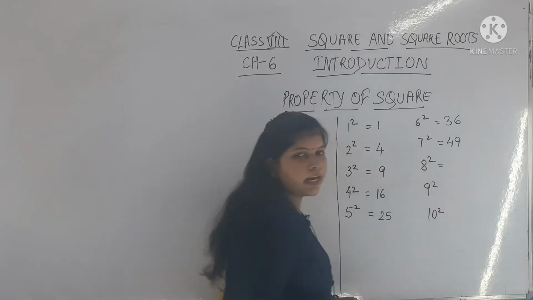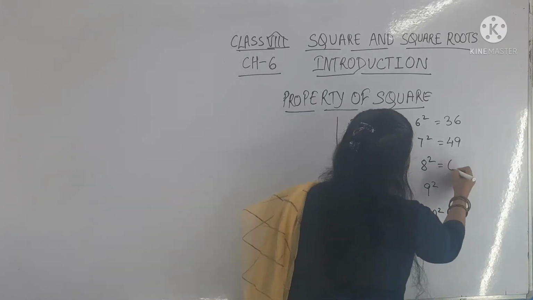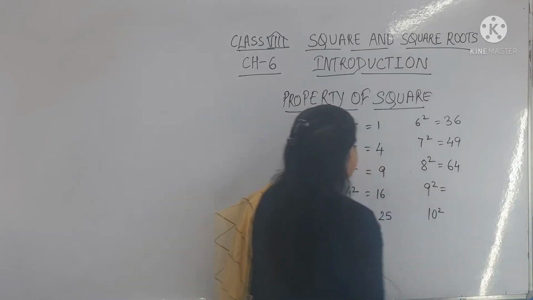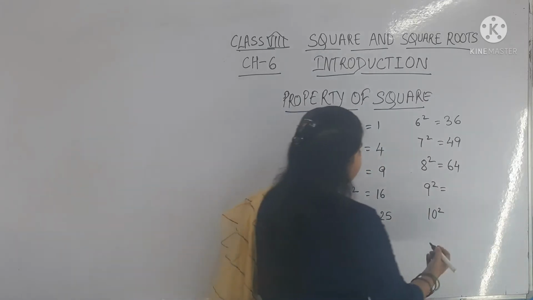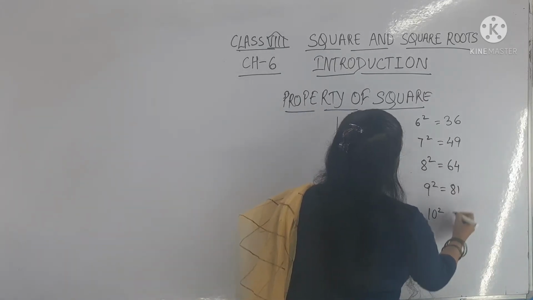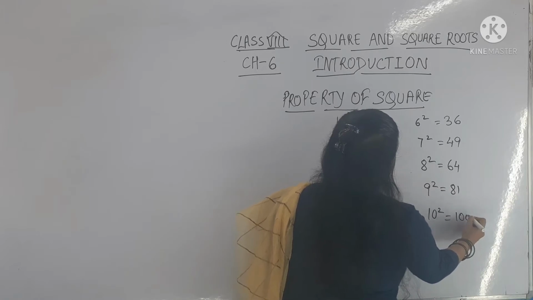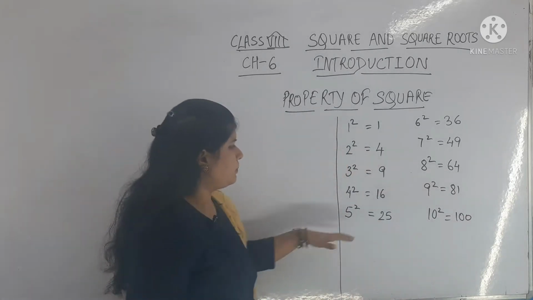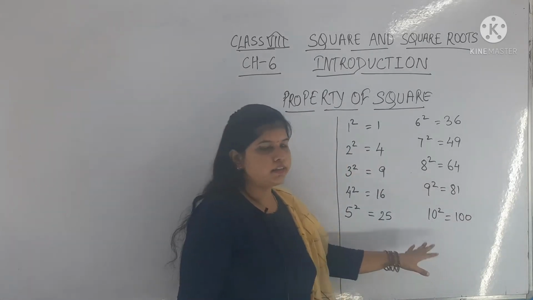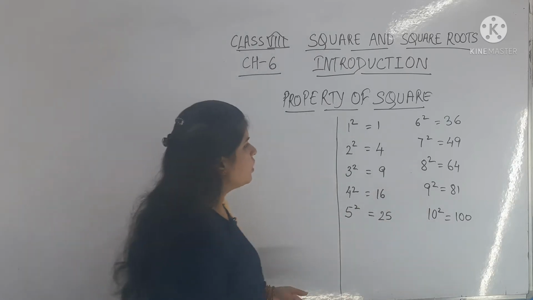8 square, that is 8 8s are 64. 9 raised to the power 2, that is 9 square, 9 9s are 81. 10 10s are 100. So you should know up to 10. That should be remembered, that should be learnt.